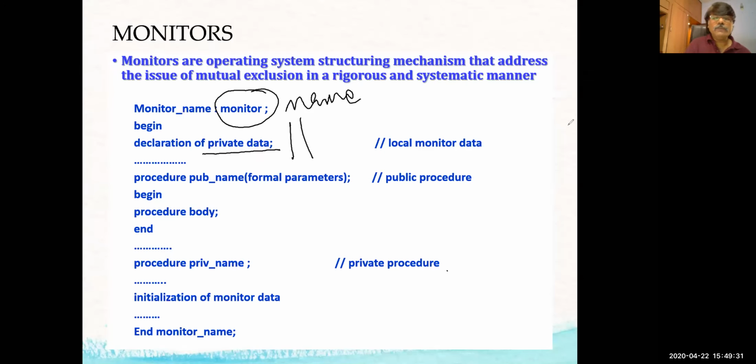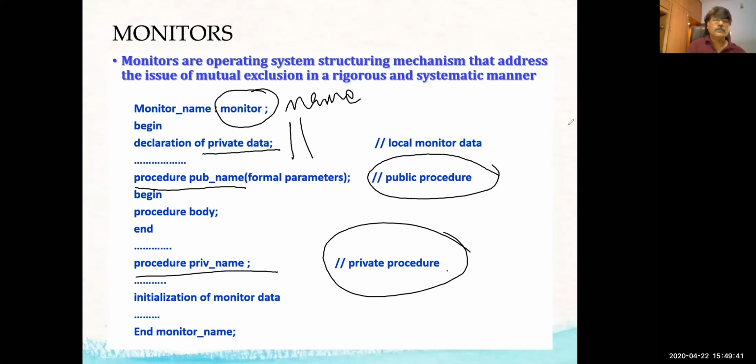Now a monitor will have procedures or functions, and these procedures may be public procedures, and it will also have procedures which are private. So procedure basically means a method, or function. So don't get confused. Here, this procedure means function, or in Java we call methods.